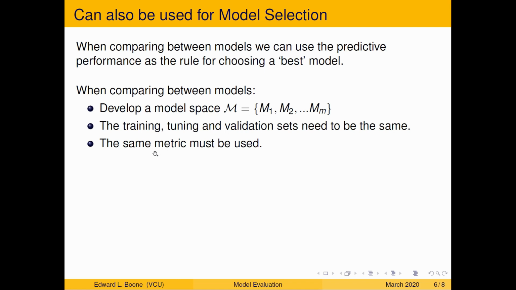Also, you must use the same metric on all of them. I know a lot of people will start mixing things up, and these are simple mistakes that people make just because they haven't thought it through. The training, tuning, and validation data sets, remember, we're splitting randomly. So if I run it again, things are going to get split again. My training and validation sets are then not the same, so that could be a problem. We need to use the same metric.